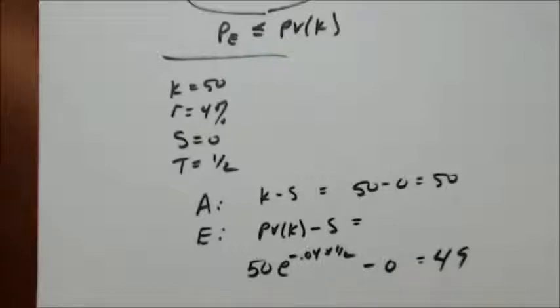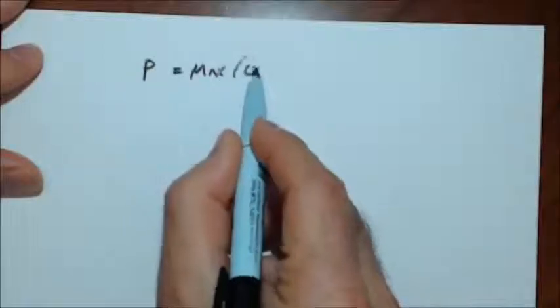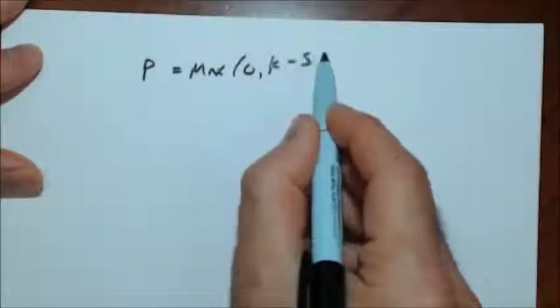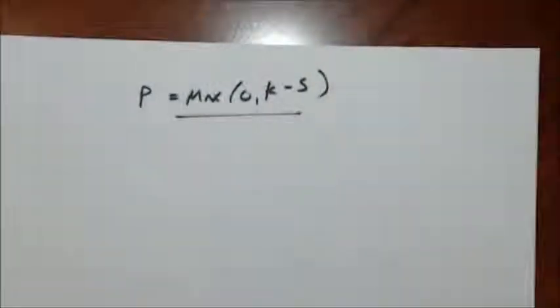Now when a put matures, the put equals the maximum of 0 or K minus S. So at expiration, this is what holds. And we've looked at this a whole bunch of times. That was the foundation for the hockey sticks.